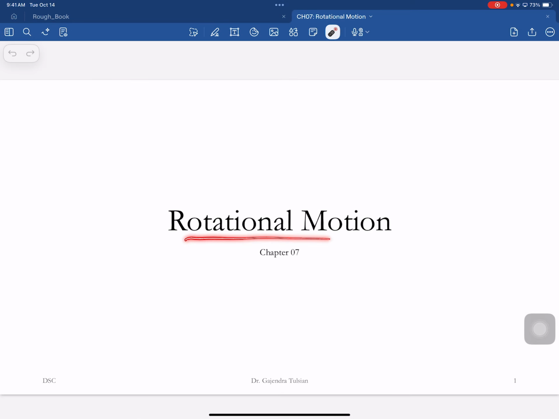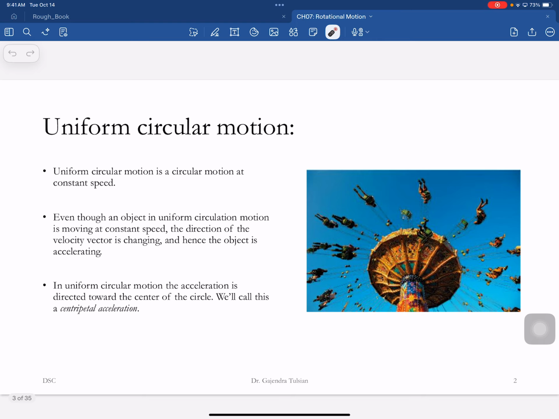We'll talk about rotational motion. Here's a ride where these guys are going in a circle at constant speed. That is called uniform circular motion. Uniform refers to the fact that your speed is constant, and circular motion tells you that you're going in a circle. Even though an object in uniform circular motion is moving at constant speed, the direction of the velocity vector is changing, and so the object is accelerating. That acceleration is called a centripetal acceleration.